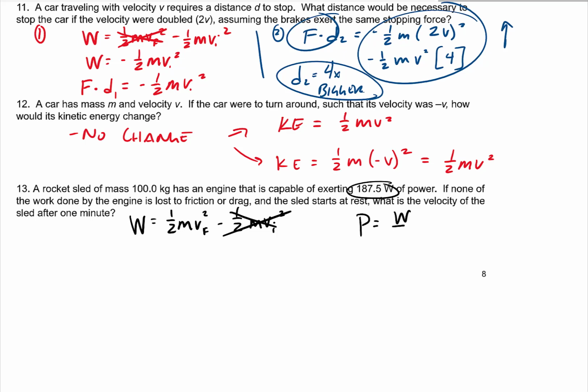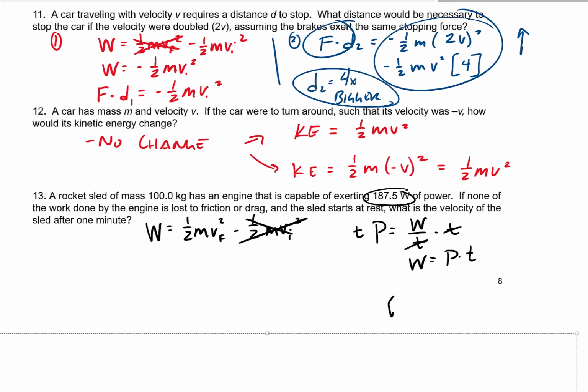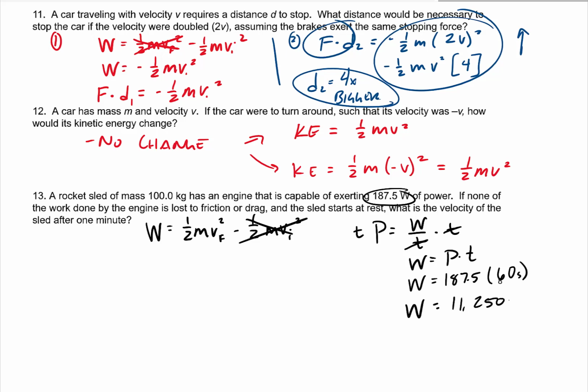Power, I know, is equal to work over time. So if we solve that for work by multiplying both sides by time, we see that work is power times time. So for our time of 1 minute, the work is going to be the power, 187.5 watts, times the time of 60 seconds. So that work comes out to be 11,250 joules worth of work.